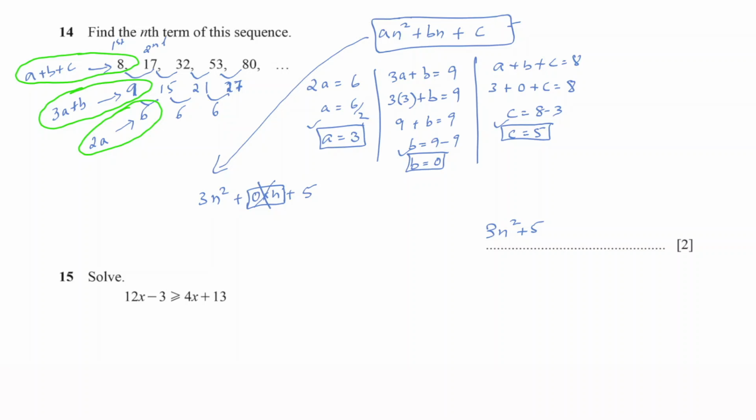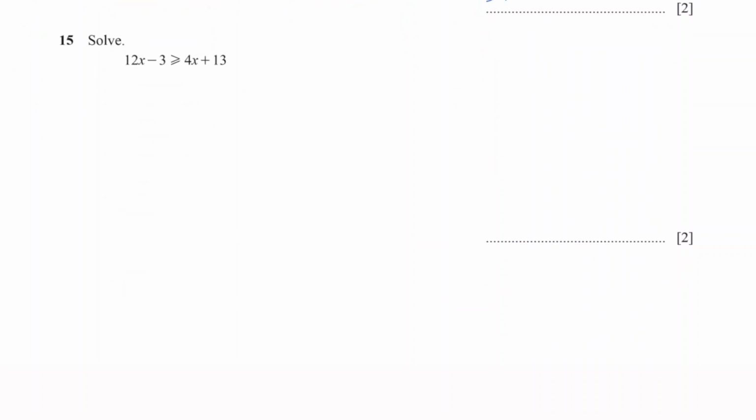Question number 15. Solve 12x minus 3x is greater than 4x plus 13. So let's pair the values of x together. 12x minus 4x comes over to the left side with a negative sign, and this greater than equals to sign is there, and 13 is already there, and I just shifted this 3 over this side with the positive sign, plus 3. So we get 12x minus 4x is 8x greater than equals to 16.